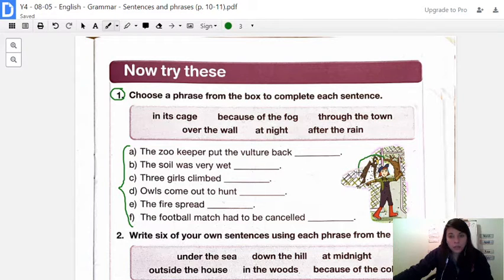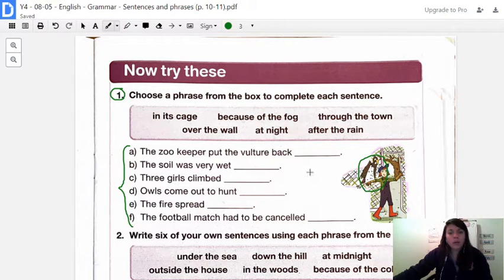Now, a vulture is this, a very long and very big bird. It's a type of species of bird which is called a scavenger. I'll explain that to you one day.